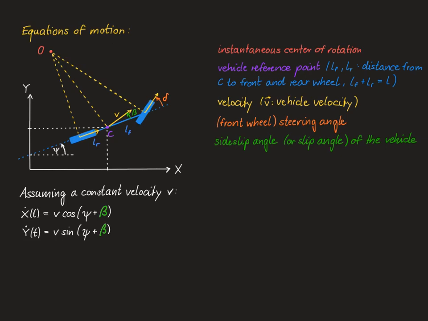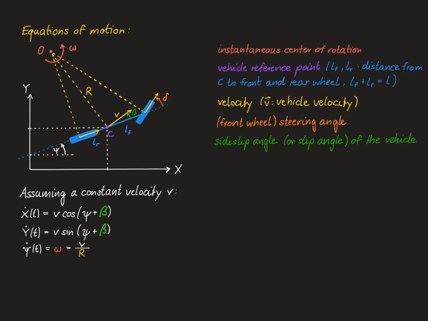And correspondingly, the y component of the velocity is given by v times the sine of psi plus beta. Moreover, by the fact that the kinematic bicycle model is rotating about the point O at this time instant, we can state that the change in the yaw angle psi dot is equal to the angular velocity of the rotation around the point O, which we call here omega.